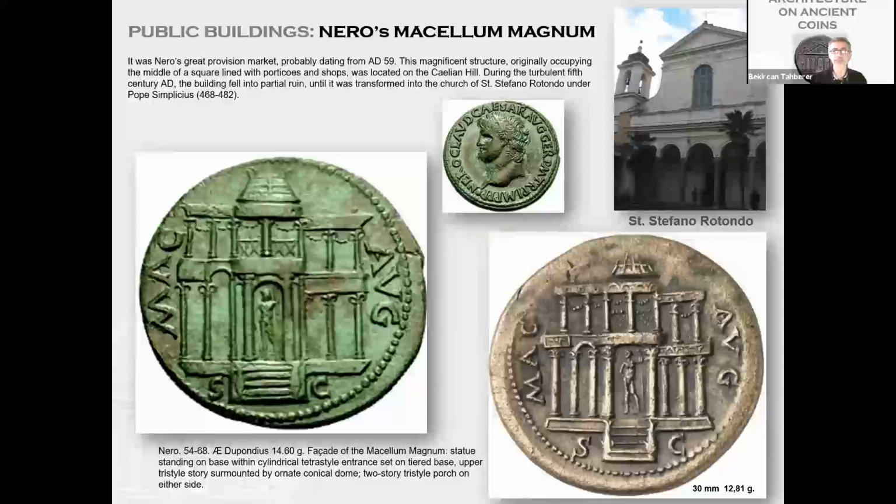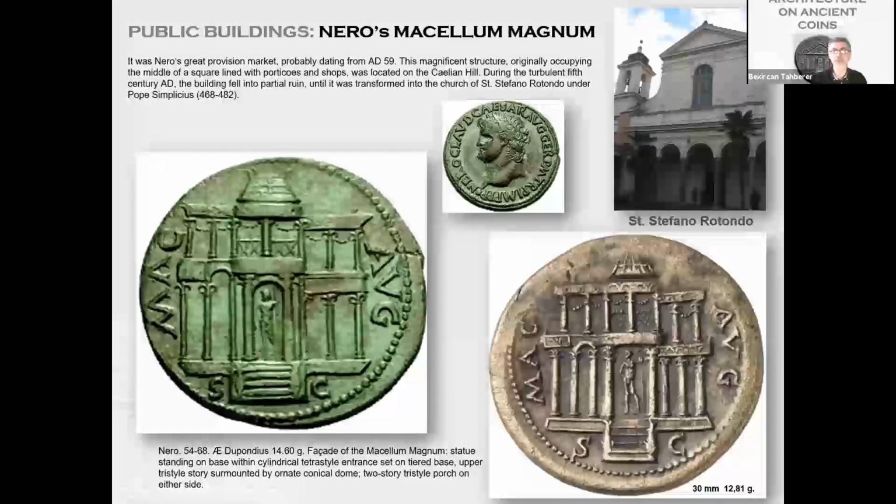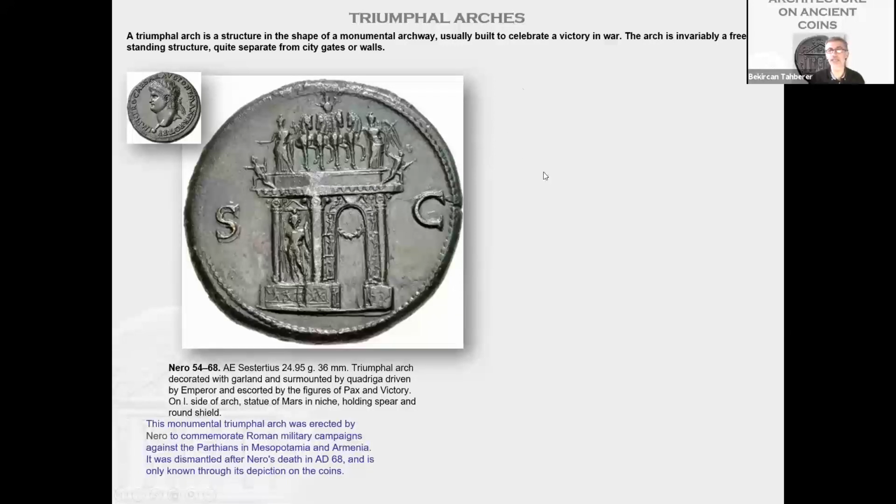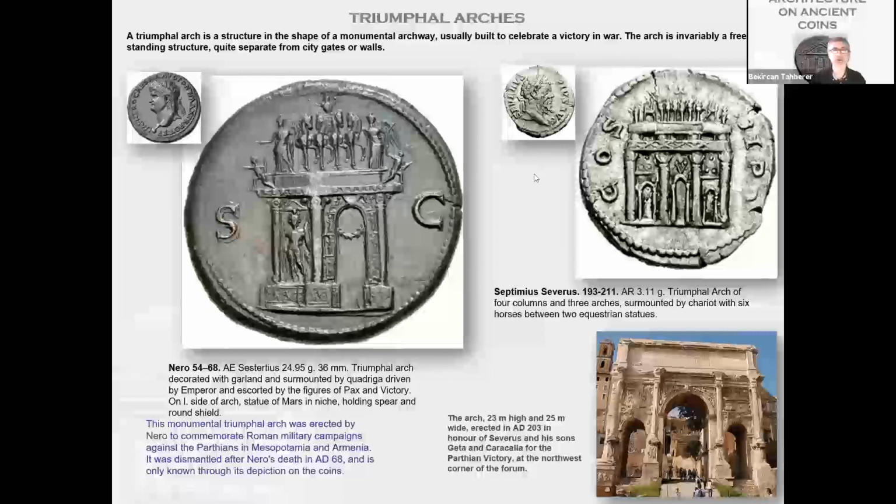It changed its style, and it maybe changed its original structure, but somehow it survived, and this is one of the buildings that survived. Now we have triumphal arches that were actually freestanding buildings. They were not city gates. They were not otherwise used structures. But just to celebrate a victory in war, just to show off, they built these structures.